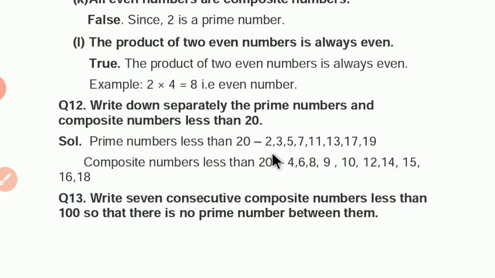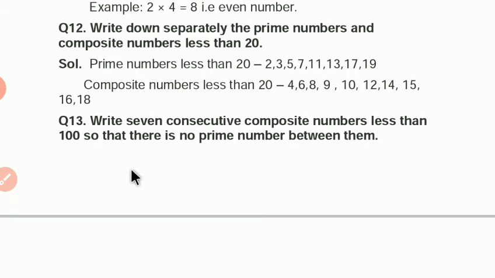Then composite numbers. How can you write composite numbers less than 20? The numbers which are not prime are composite numbers. So you can see after 2, 3, what is left is 4, then after 5, 6, after 7, 8 and 9, then 10. Then 12, 14, 15, 16 and 18. So the numbers which are not prime are known as composite numbers, or we can say numbers which have more than 2 factors, other than 1 and itself.